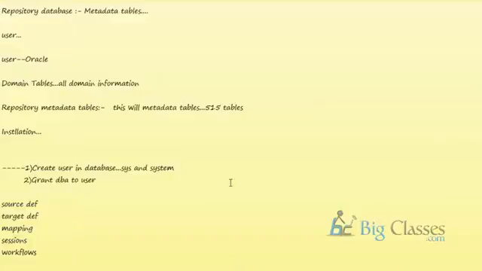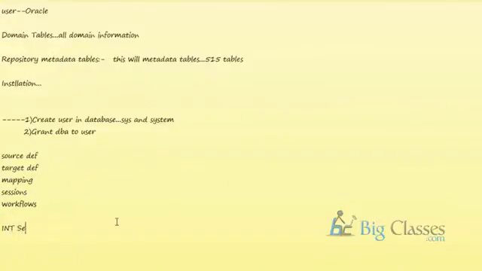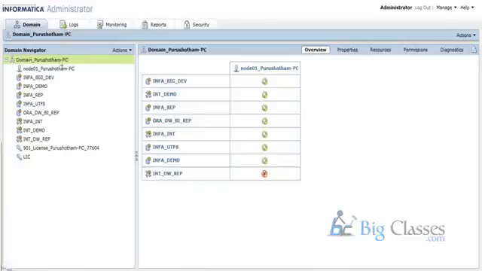How to create an integration service? One repository service can have multiple integration services, but one integration service can be associated with only one repository. Only one repository. Now, how to create the integration service?